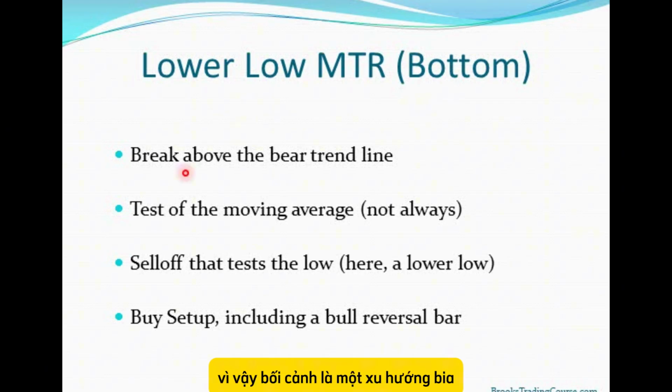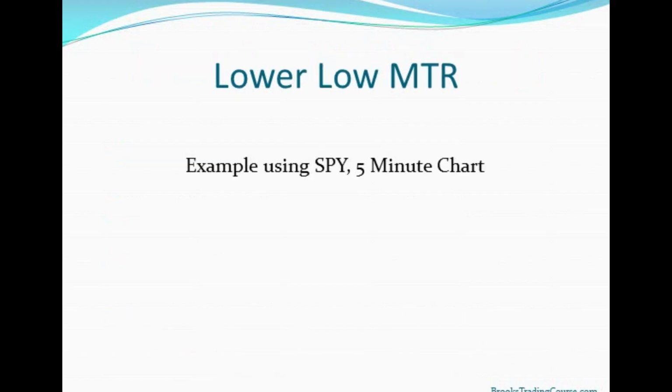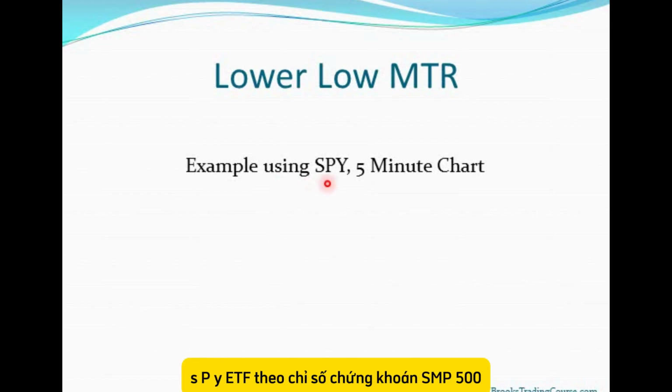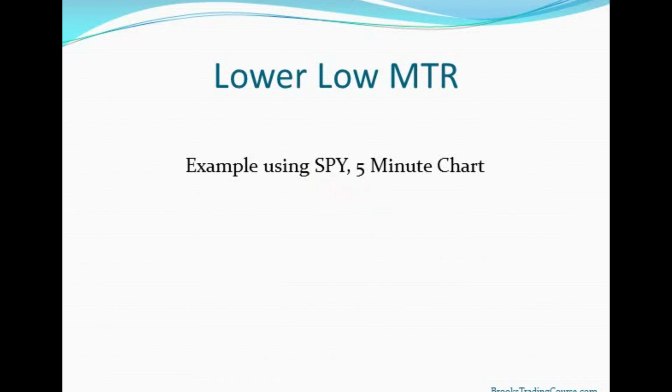So the context is a bear trend, a rally above the bear trend line, and then a sell-off, preferably weaker than the sell-off in the original trend, and then a reversal up, including a strong buy signal bar in the area of the prior low. I'm going to use the SPY, the ETF following the S&P 500 stock index, and I'll use a 5-minute chart.